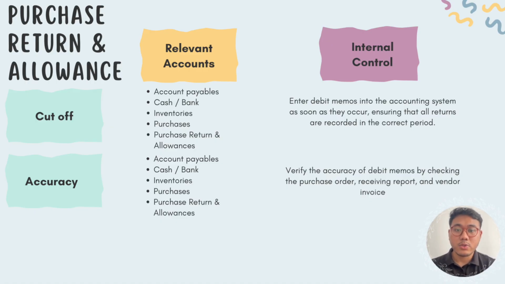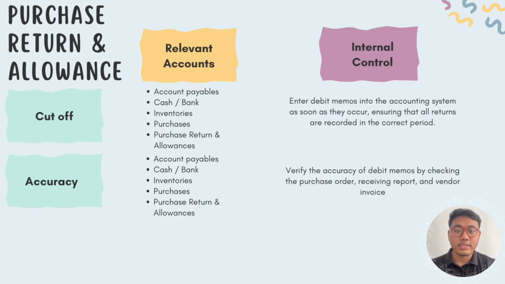The key internal control to support this is the immediate entry of the debit memo into the accounting system as soon as the return occurs. This ensures that every return is reflected promptly and accurately in the period it belongs to. It will help maintain the integrity of financial reporting.